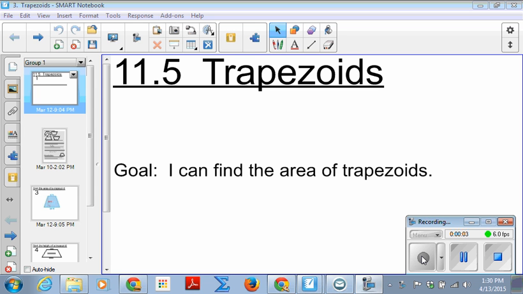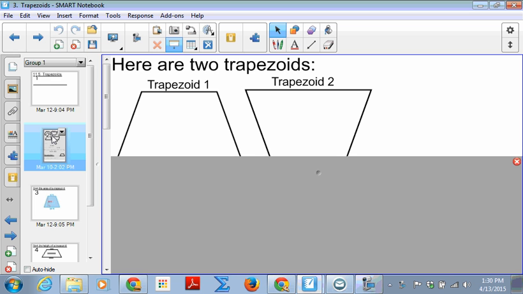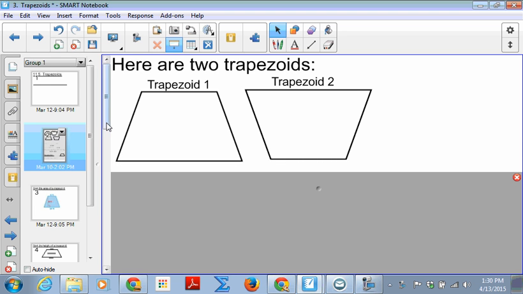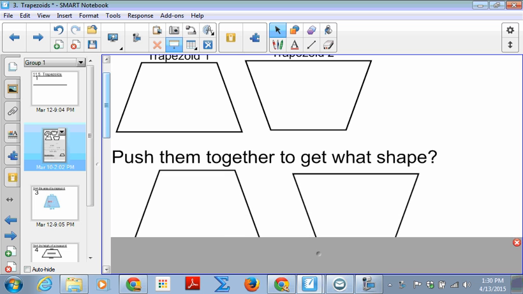Your lesson today is on trapezoids and how to find the area of trapezoids. So we're going to build the formula here. We're going to start by looking at two trapezoids, not one. So what we're going to do, and again, I have the magic of the smartboard, I'm going to push these two trapezoids together.